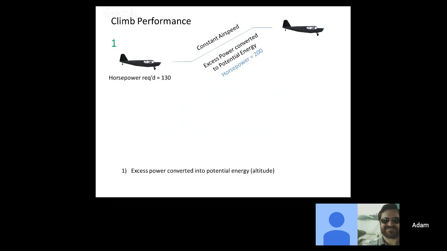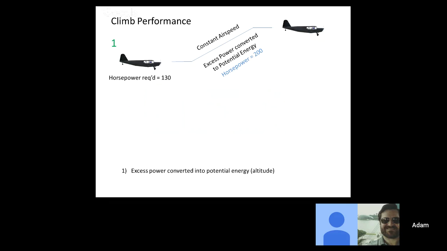Now, in order to perform a constant airspeed climb, the aircraft's engine is going to have to work harder to convert its mechanical energy into kinetic energy. And the reason for that is if it didn't work harder to transfer energy like that, you wouldn't be able to hold a constant airspeed. Your airspeed would go down because you're fighting gravity.